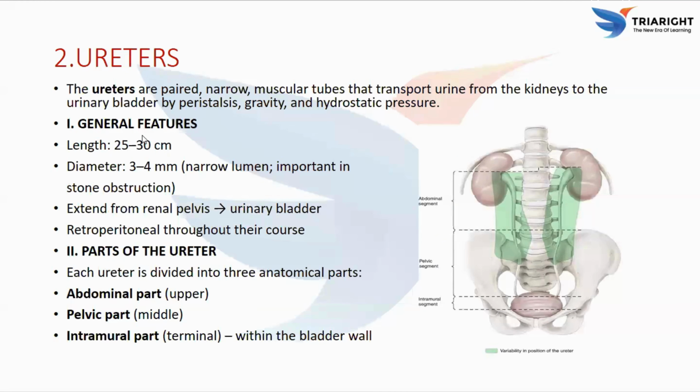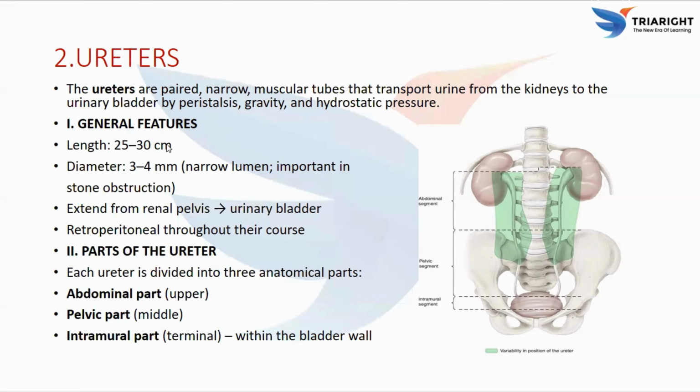So next, coming to the second part of the urinary system, the ureters. What are ureters? These are two thin muscular tubes that carry the urine from each kidney to the urinary bladder. You have to think of them as flexible pipes that transport the urine continuously. So what are the general features of the ureters?